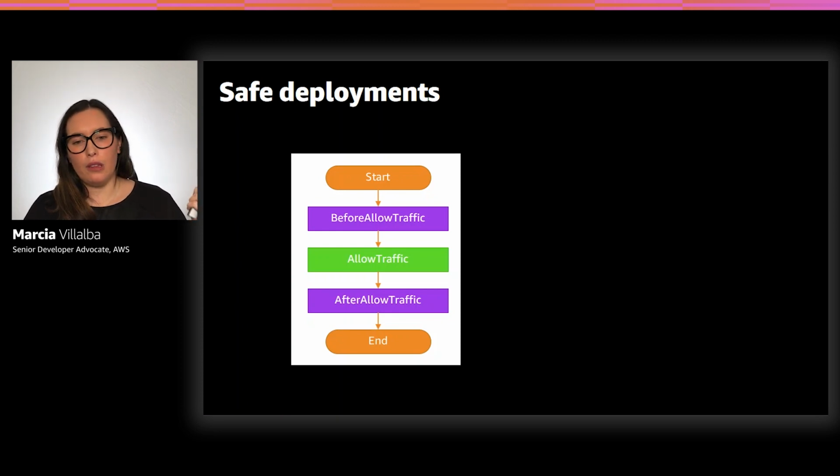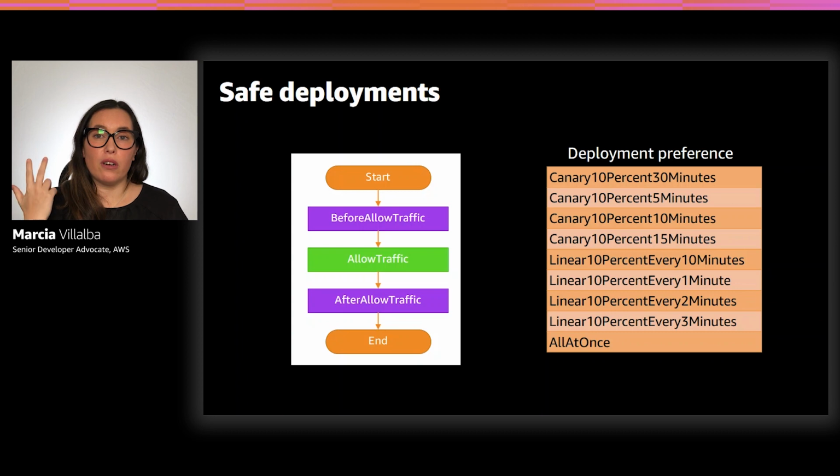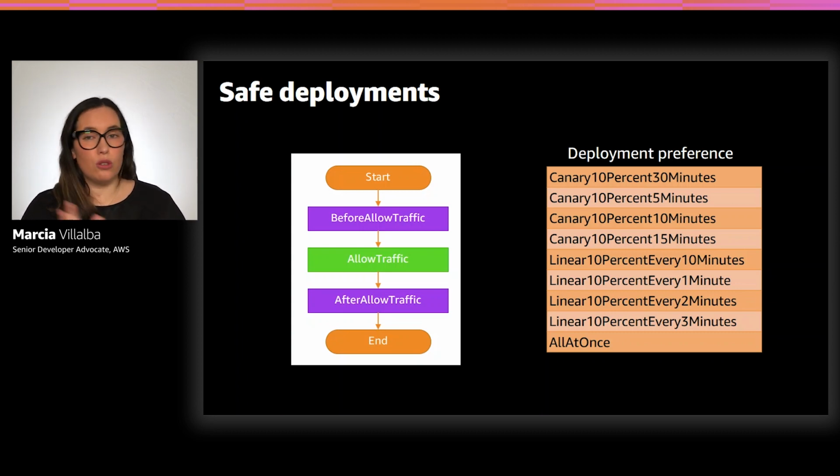happens. I mentioned that there were many different ways to allow traffic. When you're using CodeDeploy, you have 3 ways: all at once, linear, or canary. All at once is what it means, from 0 to 100% of the traffic allowed in 1 second.